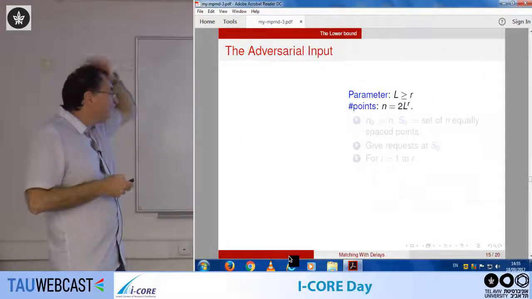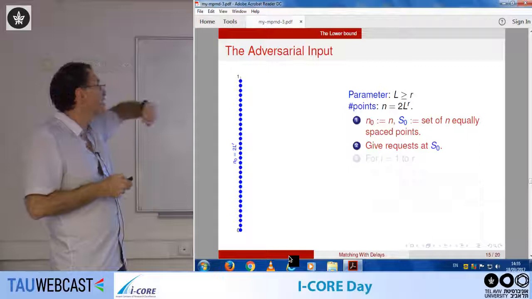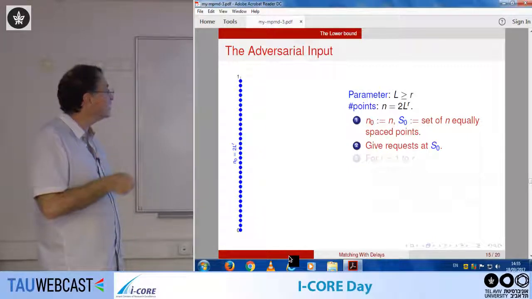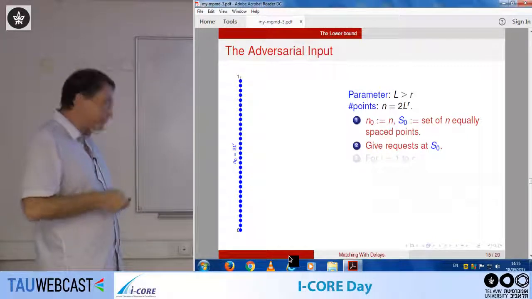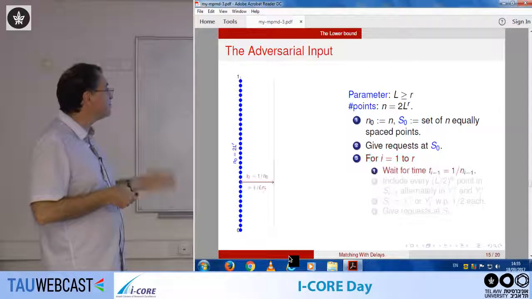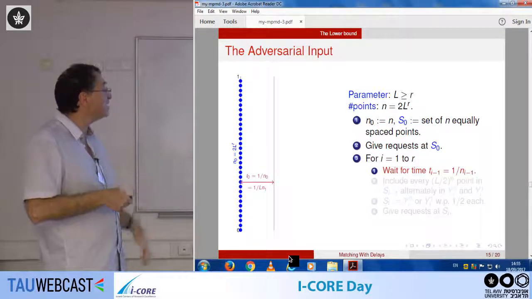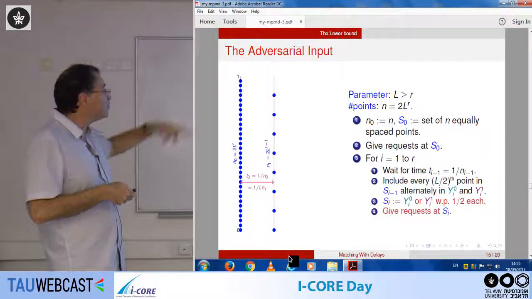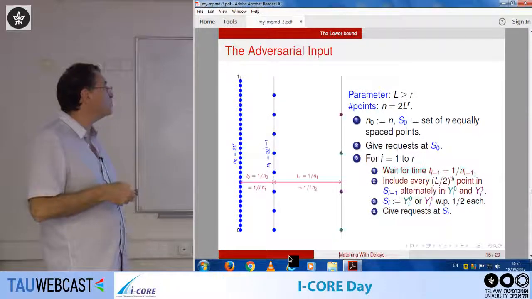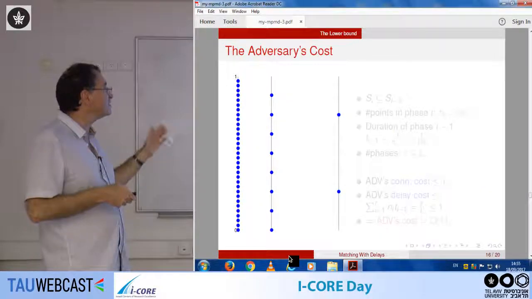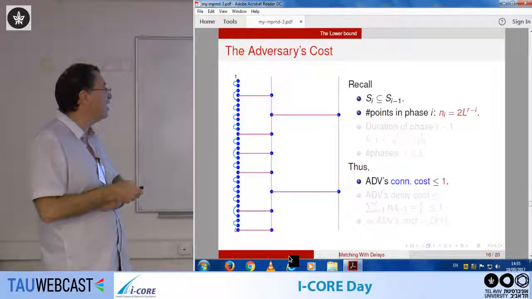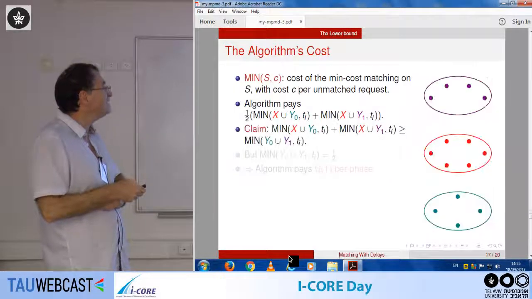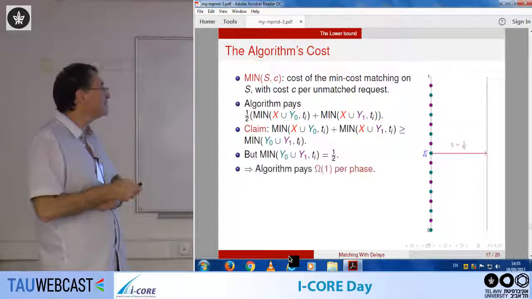OK, the lower bound, I'm not going to describe it, just the idea. Again, we have endpoints equally spaced. And time passes, we have many, many phases. And in each phase, we have fewer and fewer points. And we have two options, and the algorithm doesn't know which option you will get, and so forth. And I don't have time, so this is the idea. Very simple, but tricky.